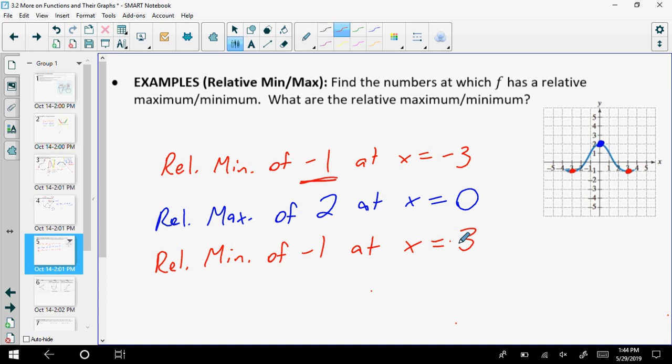So if I ask what is the min or max, I literally want to know its height. How high up or how far down is it? If I ask where is it, I want the x coordinate.